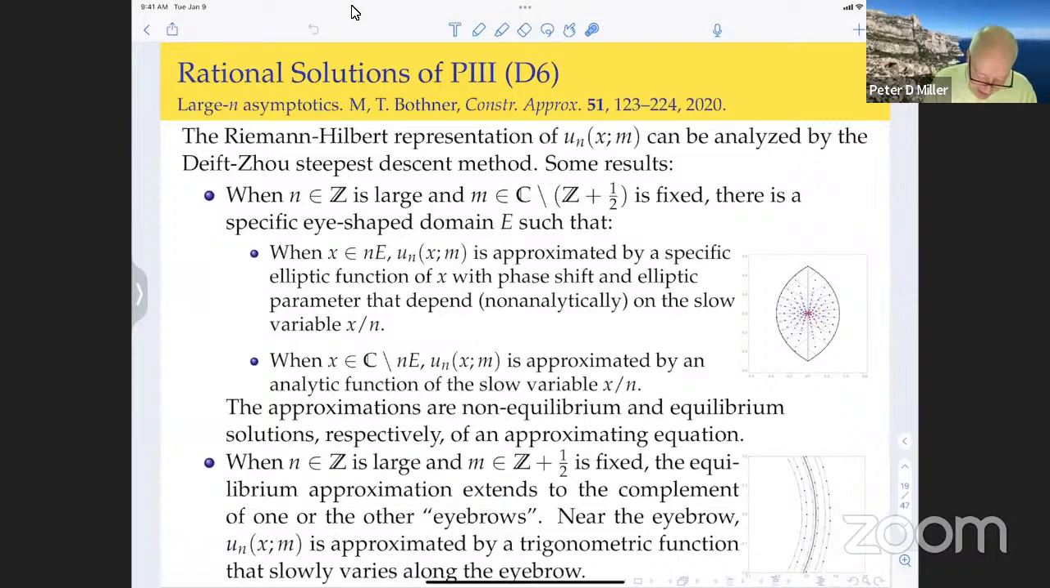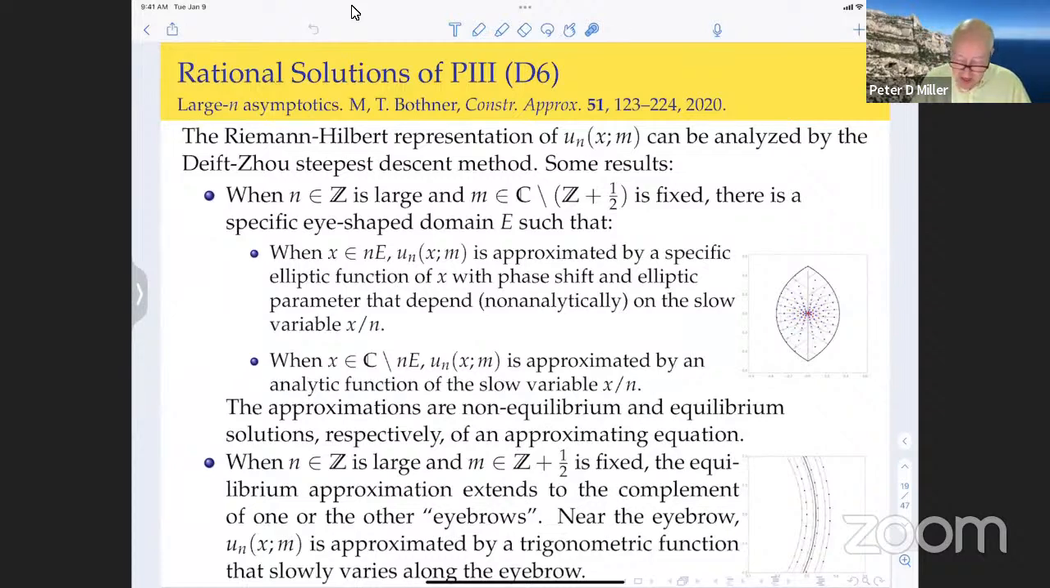And then when n is a large integer and we fix m now to be a half integer, that's kind of the unusual case somehow. So then it turns out that the equilibrium approximation that used to hold just outside of this I over here now extends inside of the I from one side or the other. And the only place where it's not valid is like one of these eyebrows, or maybe the other. That's what we call them, eyebrows. So for example, for one half integer value of m, the picture looks like this.